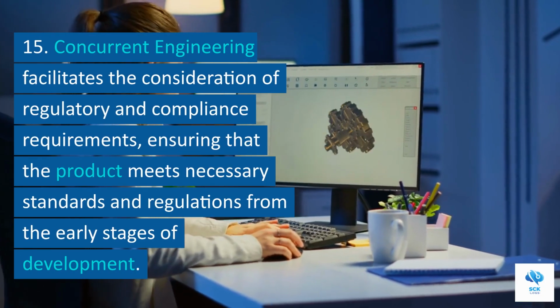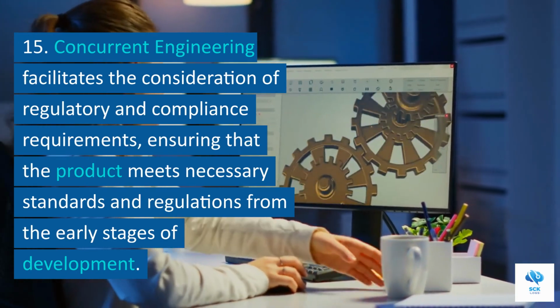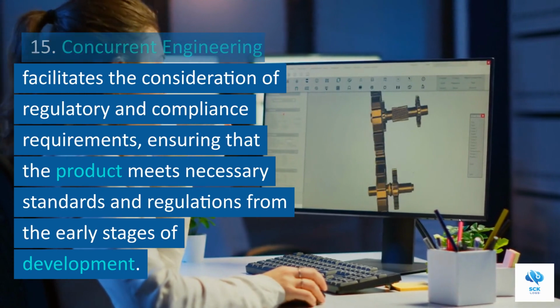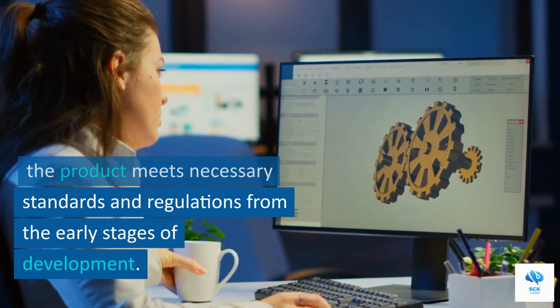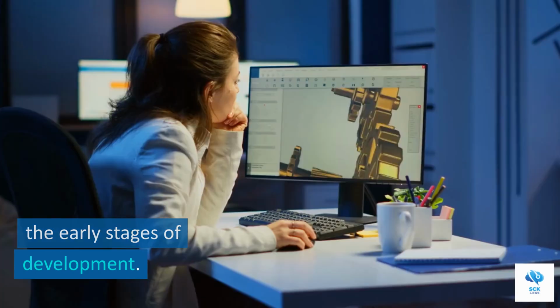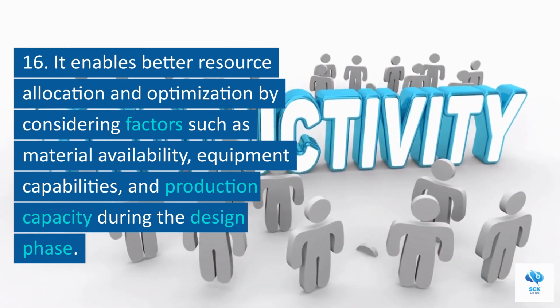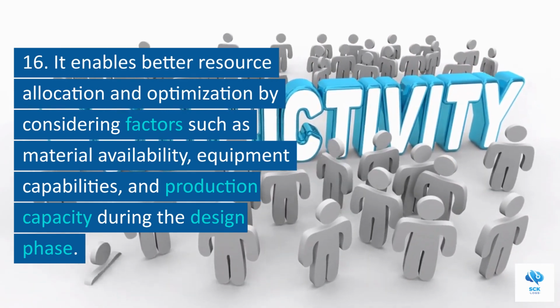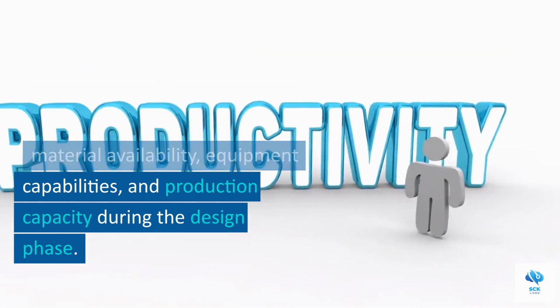15. Concurrent engineering facilitates the consideration of regulatory and compliance requirements, ensuring that the product meets necessary standards and regulations from the early stages of development. 16. It enables better resource allocation and optimization by considering factors such as material availability, equipment capabilities, and production capacity during the design phase.